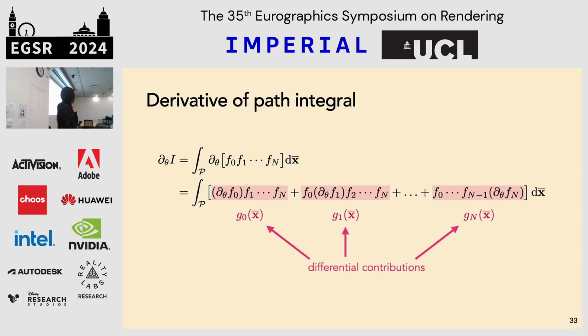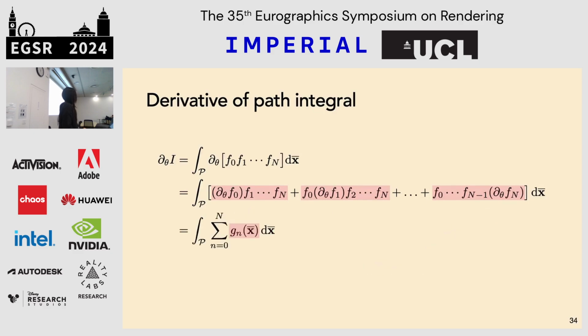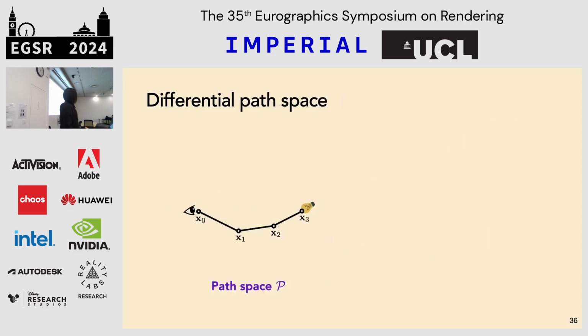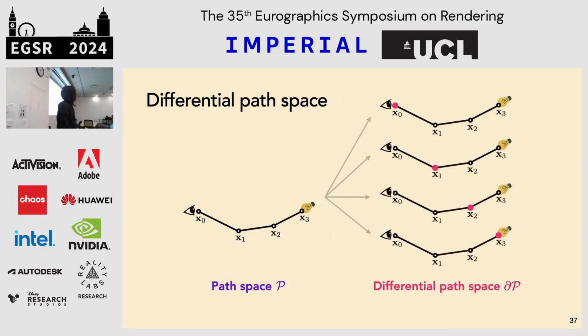To do so, we first rewrite this expression by calling each of these products a differential contribution, G, which gives this simplified equation. Here we visualize the differential contributions for an example path. We also call each of the pink vertices here the differential vertex of the path. Now for any path in the path space, we can obtain several corresponding paths in what we define as the differential path space, where each of these paths has the exact same vertices as the original path, but also an associated differential vertex.